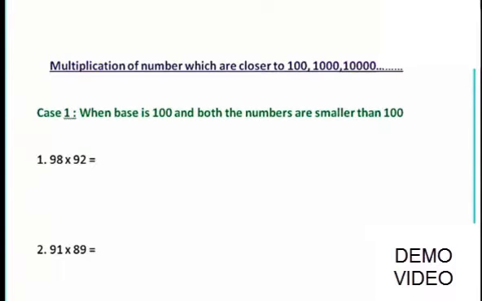Now, what I mean when I say the base is 100 is when both the numbers, or any one of them, is closer to 100 and the other may or may not be closer to 100. In the case when the base is 100, we'll be taking the difference of the numbers from 100. Let's see in this example.